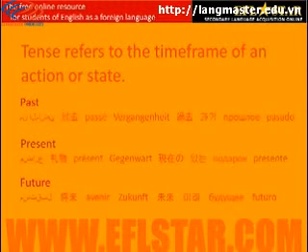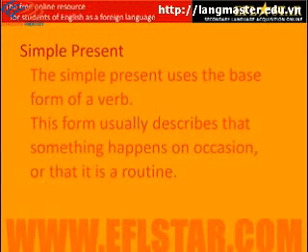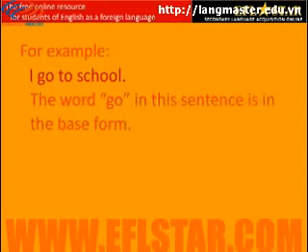Let's get started. Tense refers to the time frame of an action or state. Simple present. The simple present uses the base form of a verb. This form usually describes that something happens on occasion or that it is a routine. For example, I go to school. The word go in this sentence is in the base form.